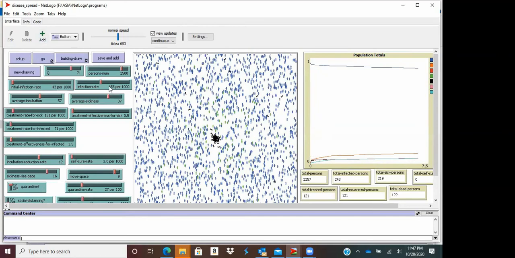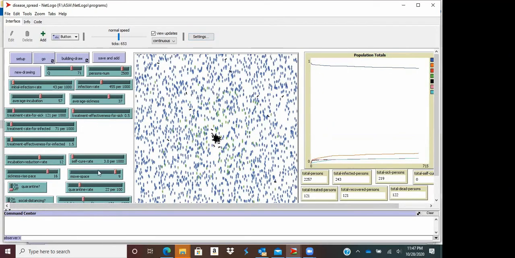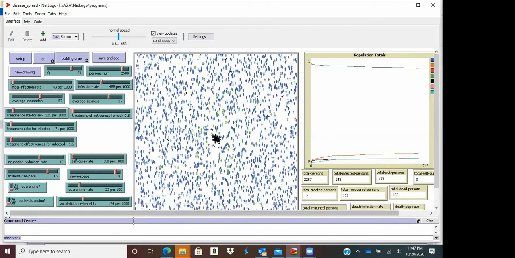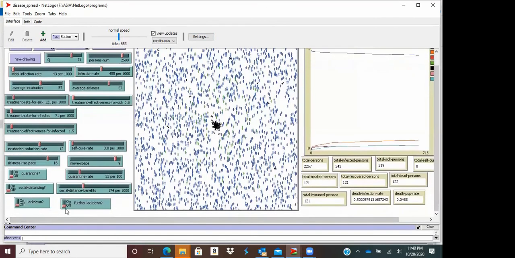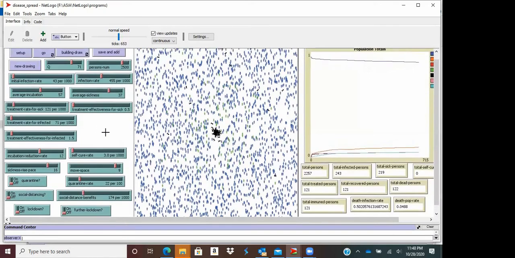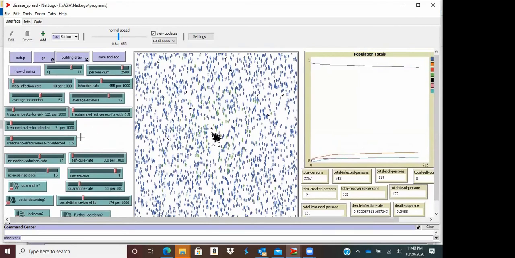Okay, now let's change some of the conditions here. We have some switches here. Let's switch off the quarantine. No mask, no lockdown, no quarantine, and no social distancing. Okay, then let's see what happened. How many people were affected in the first place? Initial infection rate is 43 per 1,000 people.